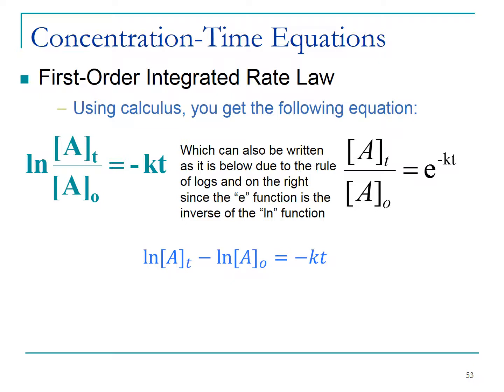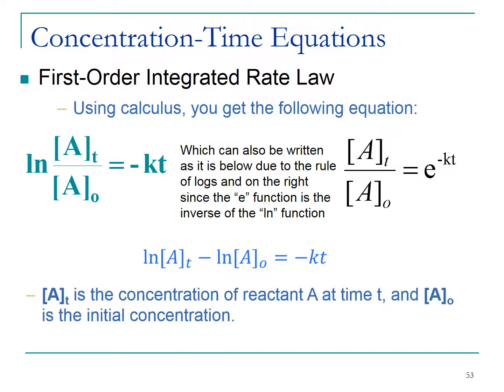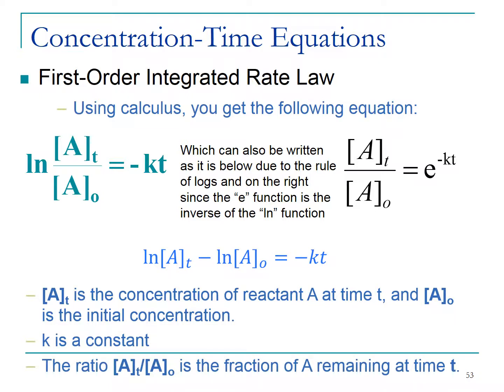And just to reiterate, A t is the concentration at time t. A naught is the initial concentration. Of course, t is time t. k is a constant that will be given to you. And if you want to think of it, you may not know the exact concentration at time t and the initial concentration, but you can look at the ratio A t over A naught as the fraction of A remaining at time t. So different ways of looking at this equation. But this is the equation you would use whenever you have a first order reaction.